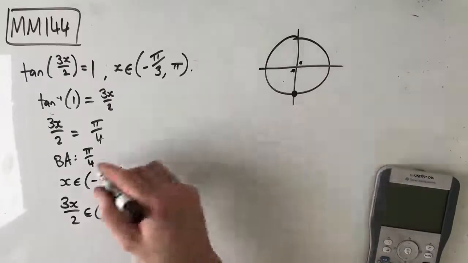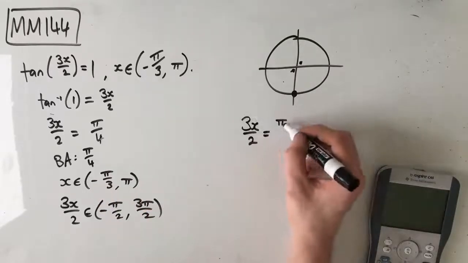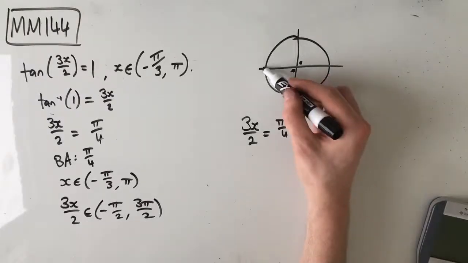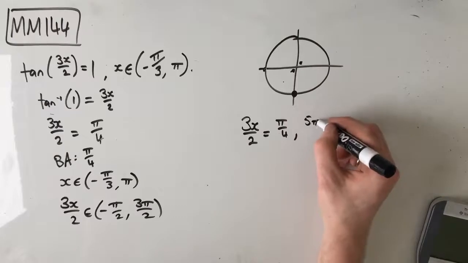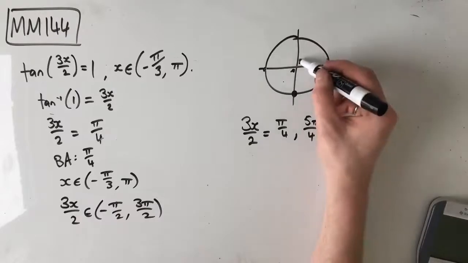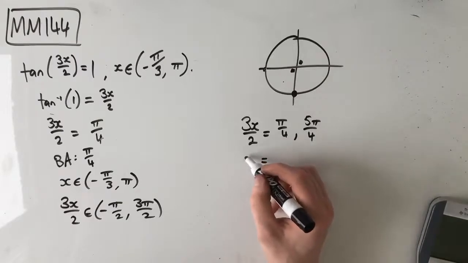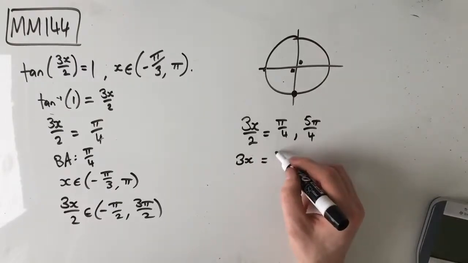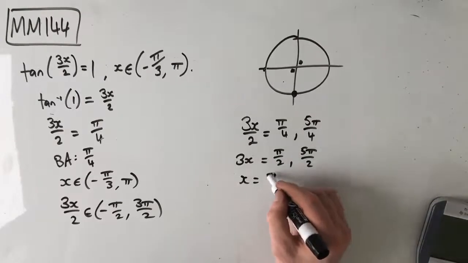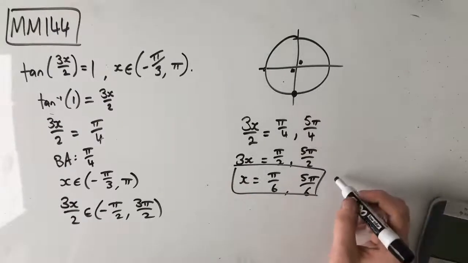So what we get is 3x/2 is equal to our base angle, π/4, and π plus π/4, which means we have 5π/4. Cool. And that's it, because we've only got these two answers because we've only got one revolution. Multiplying both sides by 2, 3x is π/2 and 5π/2, and then dividing both sides by 3, we get π/6 and 5π/6. These are our two answers, guys. So that's our final answer.